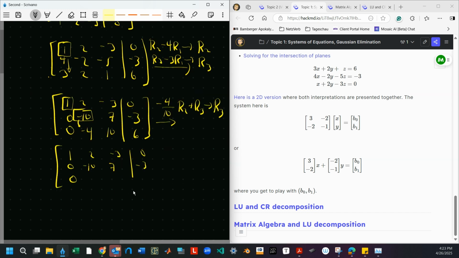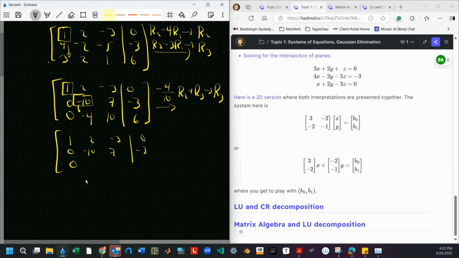So now what happens here? What I said here is I'm going to take minus 10 and multiply it by minus 4 over 10. Sorry, minus 4 over 10 is what I said. So this will give me 4, right? And so if I add, that cancels. That's good, right? And then what do I get here?